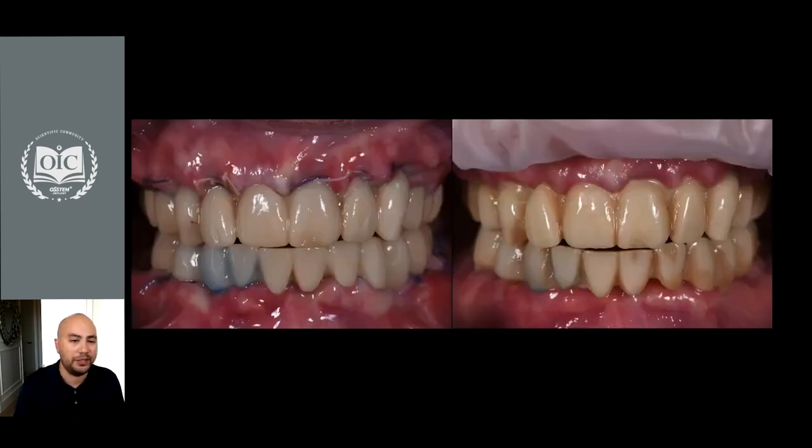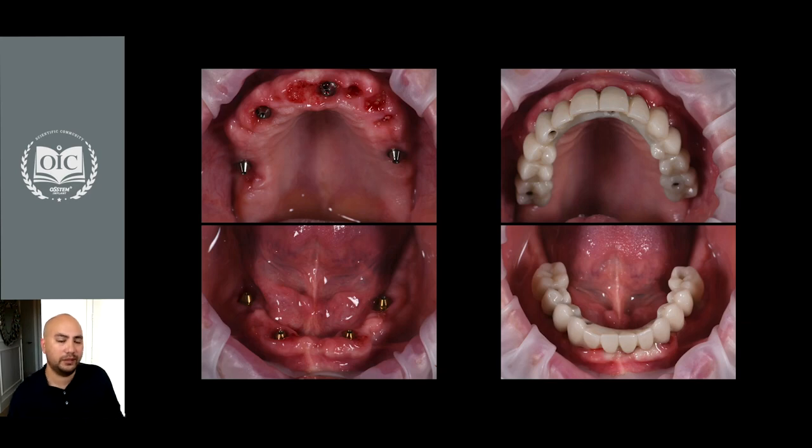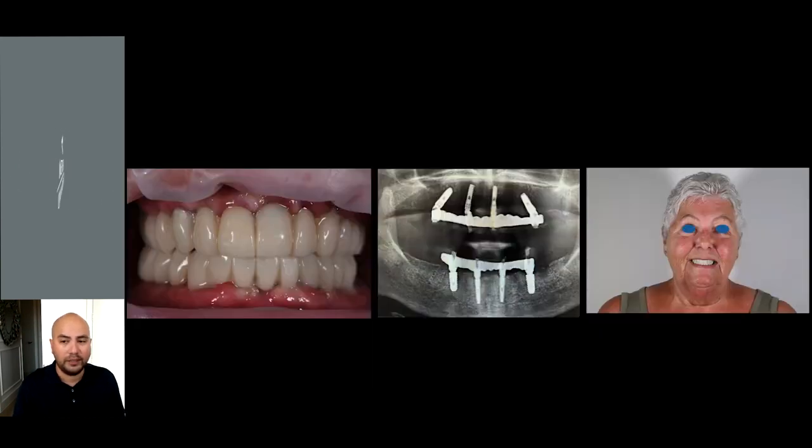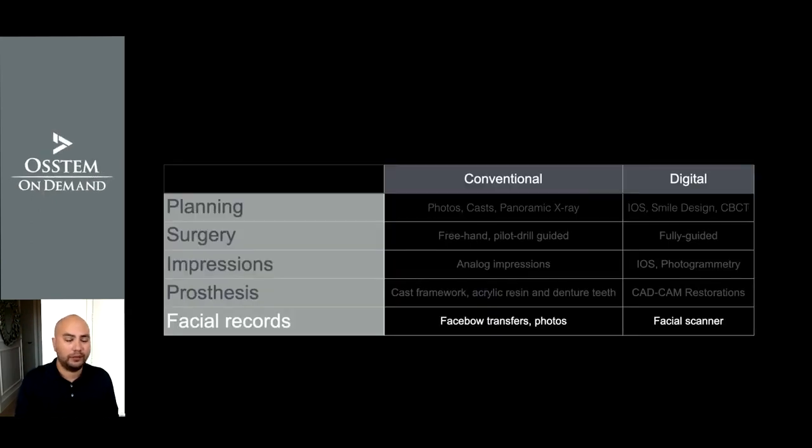This is the picture right after surgery, and then 2 months after. Once the interim prosthesis is removed, then we scan the tissues, we scan and position the implants again with an intraoral scanner, and then all this information allows us to fabricate the definitive prosthesis, which is made by a PMA and a metal framework.